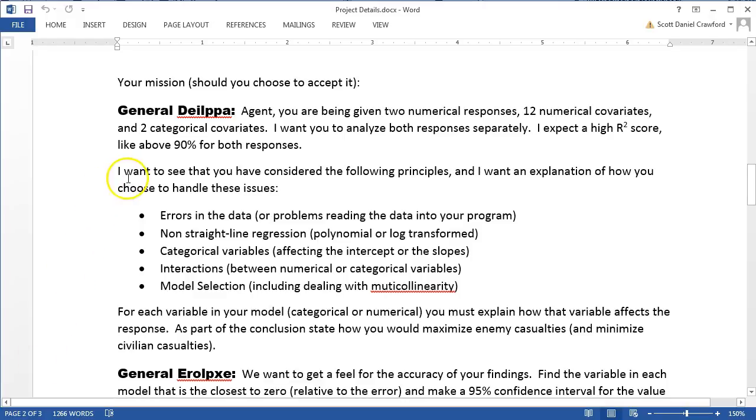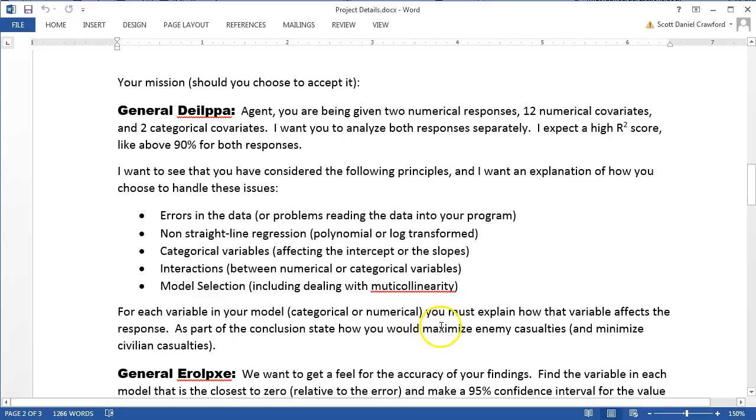Also, this person's going to need some good explanations of what errors did you find, did you do nonlinear transformations, what about those categorical variables, and explain interactions, which is going to be hard for this one to understand, but hopefully we've talked about it enough. Model selection, how did you handle multicollinearity? Probably wouldn't be something that a non-statistician would understand, but how do you handle so many variables? How do you decide which ones to throw out and which ones to keep? And then have an explanation and make sure you answer the question.